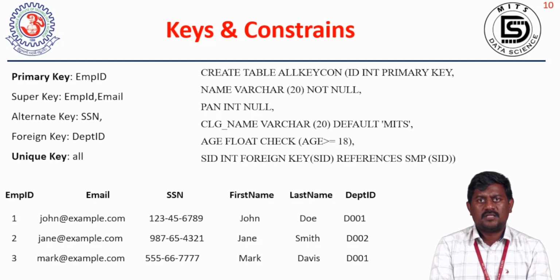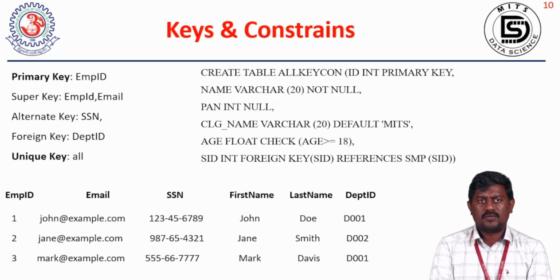If you see the first one, student ID int primary key, that is one key. So this is a key constraint. In key constraints we have primary key, foreign key, unique, check constraints, and default constraints. That's the reason I put all the key constraints in a single query. By using that query, I'm creating one table.